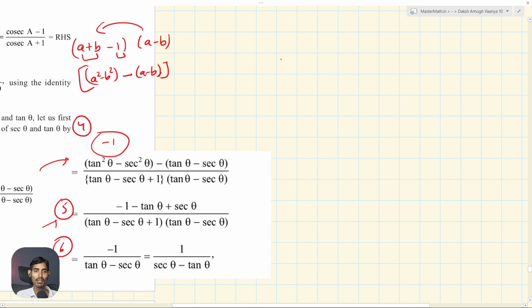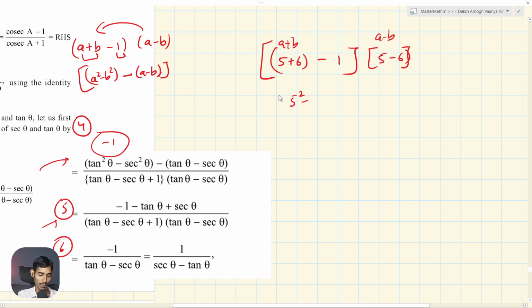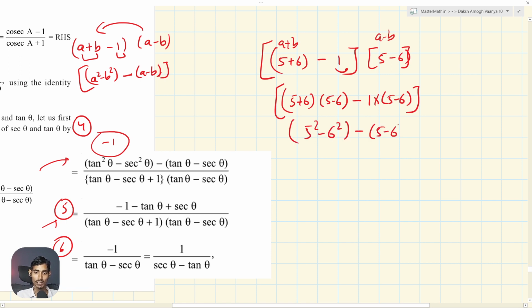So if I have 5 plus 6 minus 1, 5 minus 6. So can I do this? This is a plus b, a minus b. Can I write this as 5 square minus, okay, let me multiply and show. 5 plus 6 into 5 minus 6, and then minus 1 into 5 minus 6. Is that okay? And this is basically 5 square minus 6 square minus 5 minus 6.